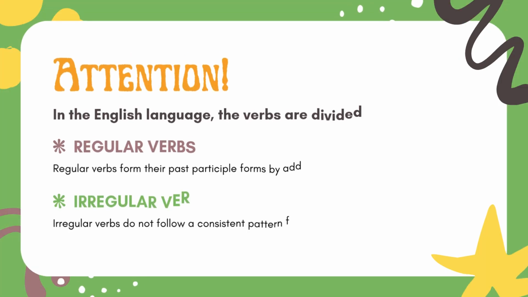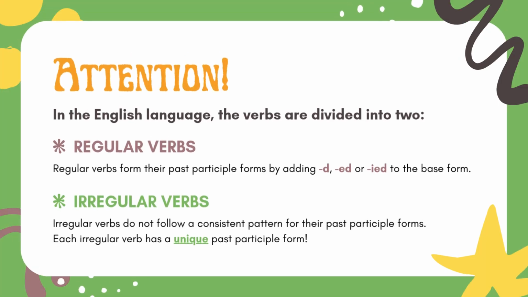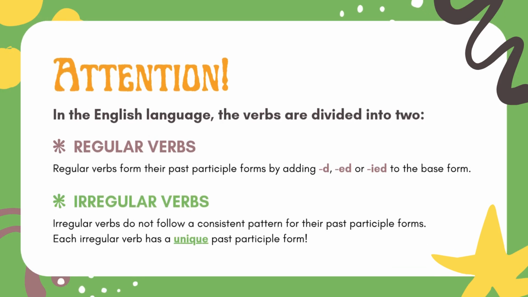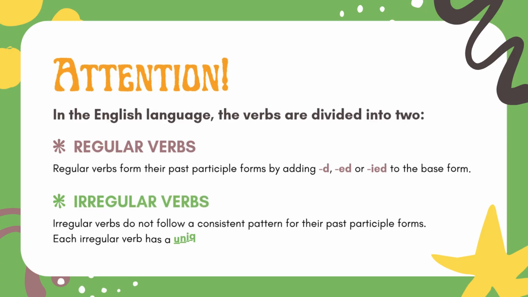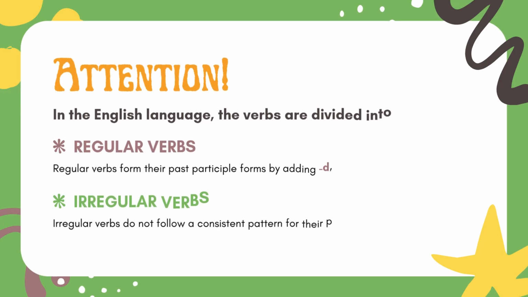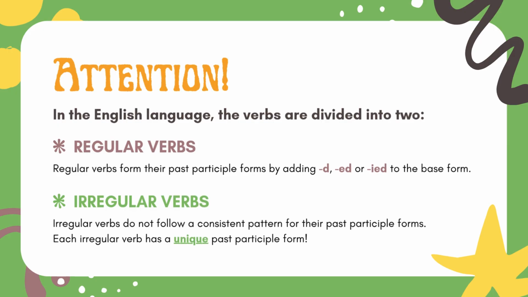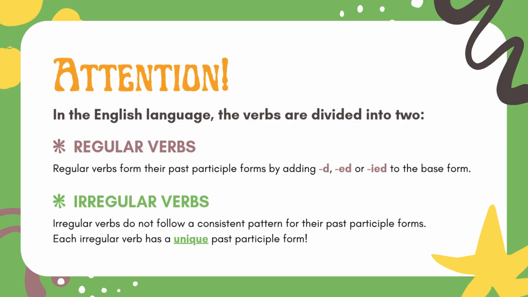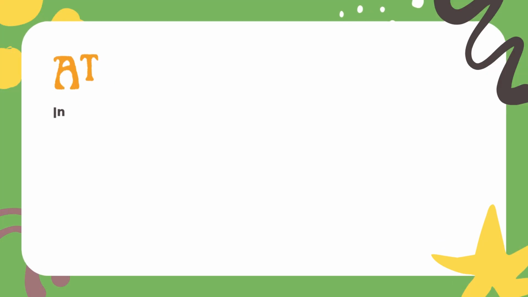Attention. In the English language, the verbs are divided into two. Regular verbs. Regular verbs form their past participle forms by adding d, ed or id to the base form. Irregular verbs. Irregular verbs do not follow a consistent pattern for their past participle forms. Each irregular verb has a unique past participle form.